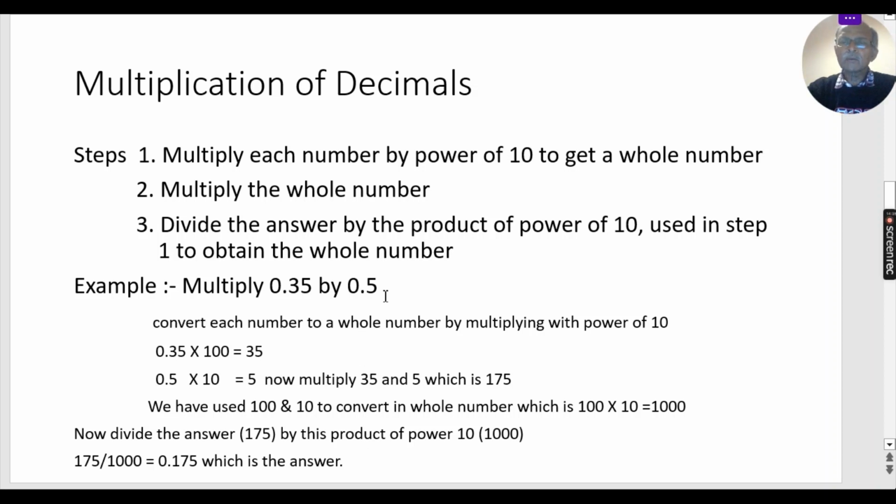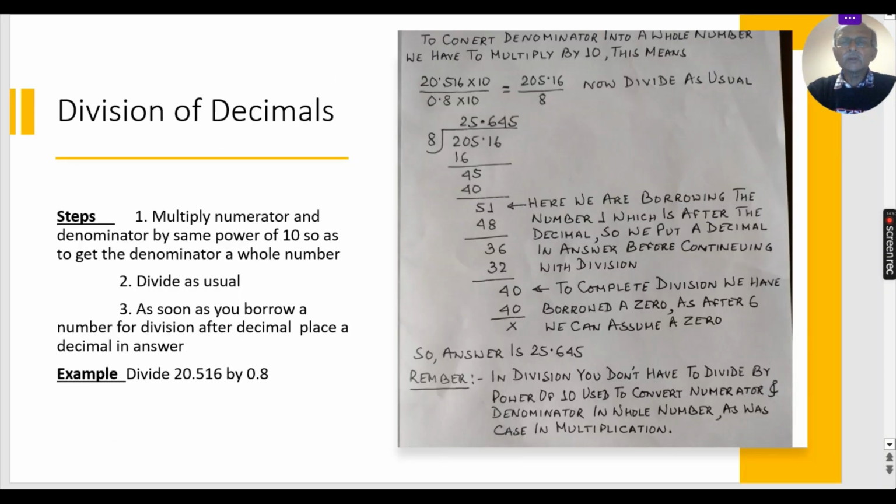Just a quick reminder: first convert it to a whole number by multiplying by 10 or its power, any power, then divide your product or the answer by the total number of powers used to convert it to a whole number. Got it? Now let us move to the division of the decimals.